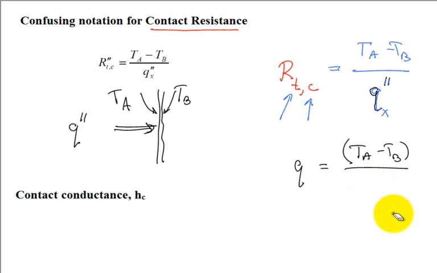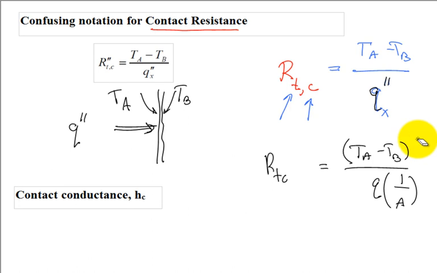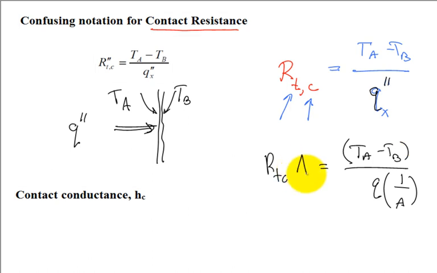So let's switch locations, put RTC there, put the Q down here. Now, in order to go from Q to Q double prime, do I put 1 over A like that? Do I multiply like that? Yeah, which means that I need to do that both in the numerator and the denominator. Or I'll do it like this. Won't it be like that? Okay, mathematically, when I put the A, is that okay?